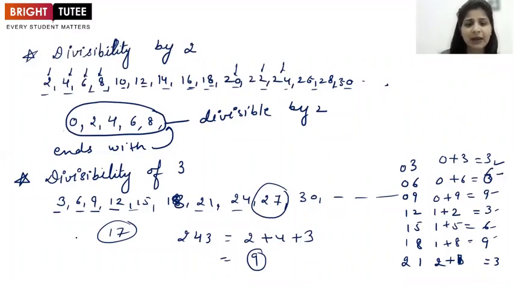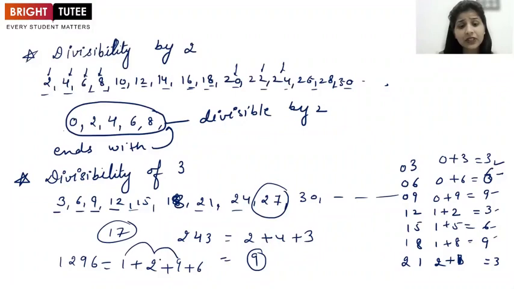Suppose I take an example of 1296. Add them: 1 plus 2 plus 9 plus 6. So 2 plus 1 is 3, 3 plus 9 is 12, and 12 plus 6 is 18. Is it a multiple of 3? Yes. So this number will be exactly divisible by 3. This is how you do the divisibility rule for 3.